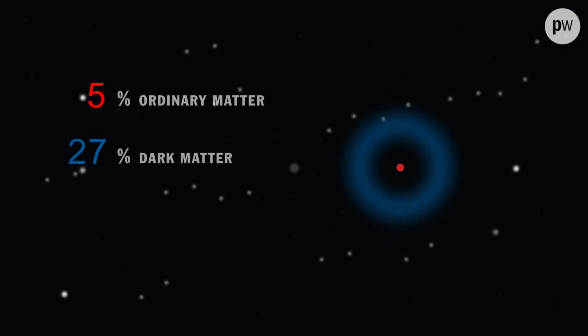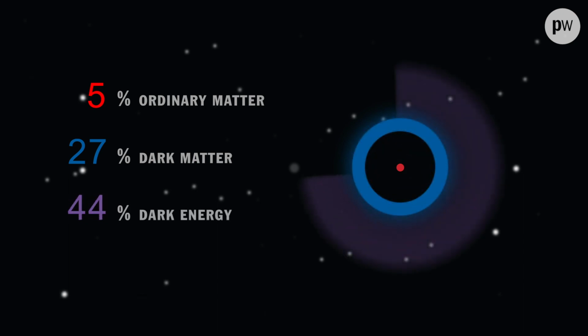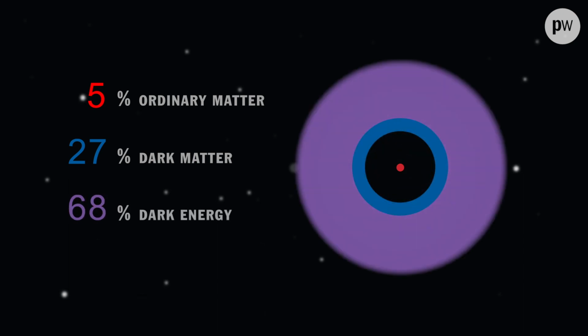So ordinary matter accounts for just 5% of all the stuff out there in the universe. Meanwhile, 27% of it is accounted for by dark matter. The remaining 68% is known as dark energy, but that's a story for another video.